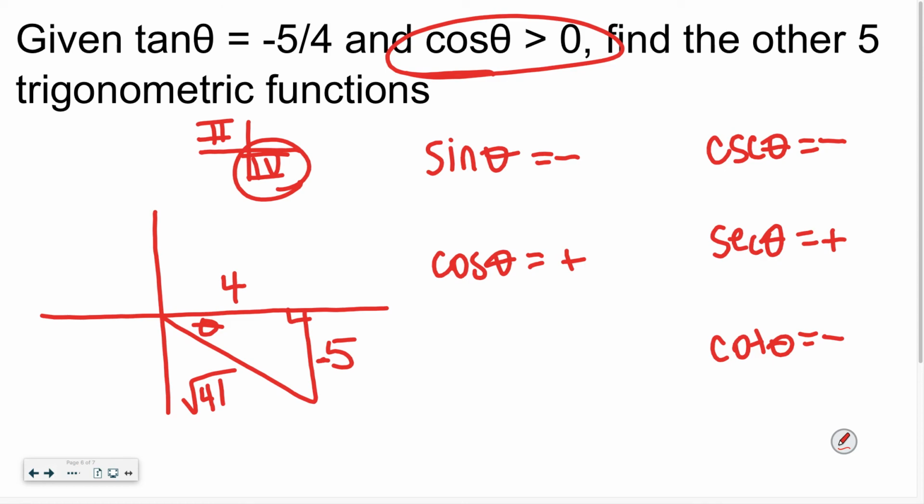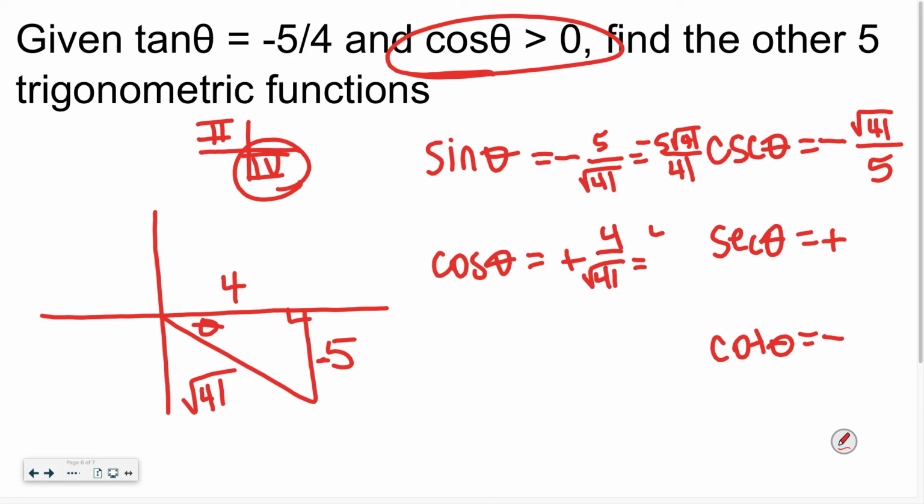All right, so our sine ratio is -5 over radical 41, which we would rationalize. And then we would take the reciprocal for the cosecant. Our cosine is adjacent over hypotenuse, which we will have to rationalize. And then take the reciprocal for the secant. And then the cotangent is just the reciprocal. And that one you can get without drawing a triangle.